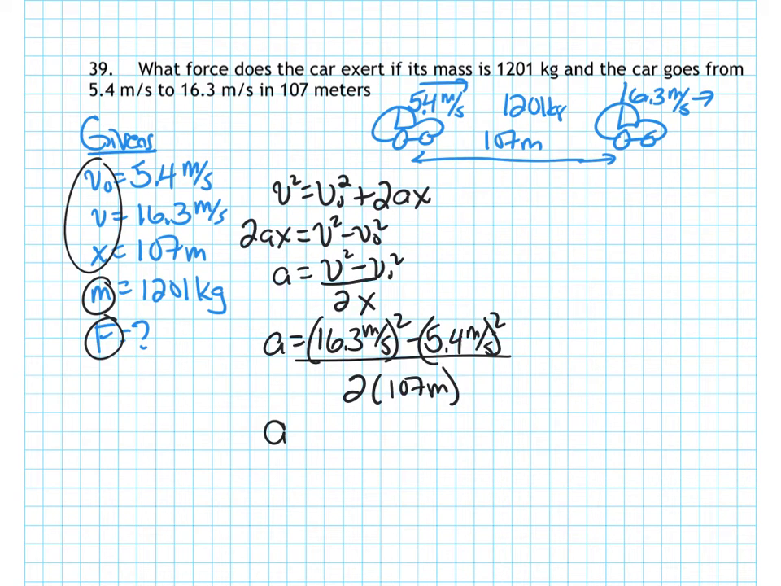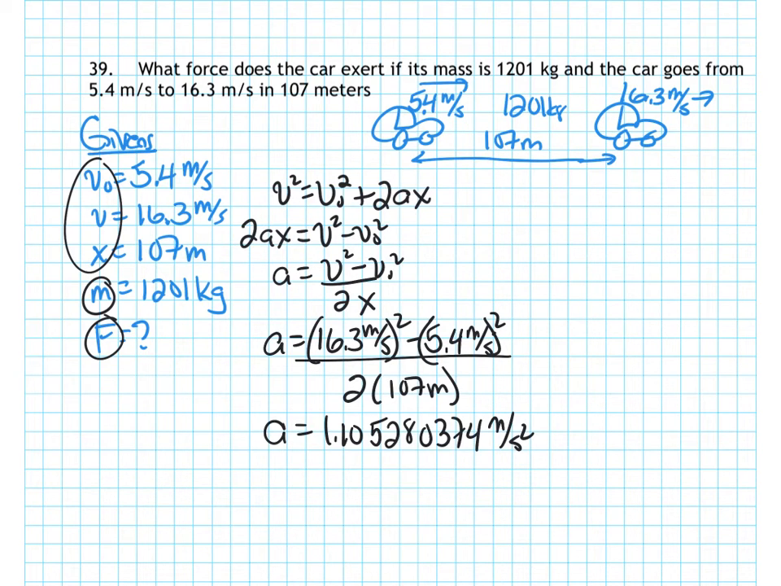And when I do that, I should get an acceleration of 1.10528.0374 meters per second squared. And I would store that in my calculator because my next calculation I want to use all these decimals.